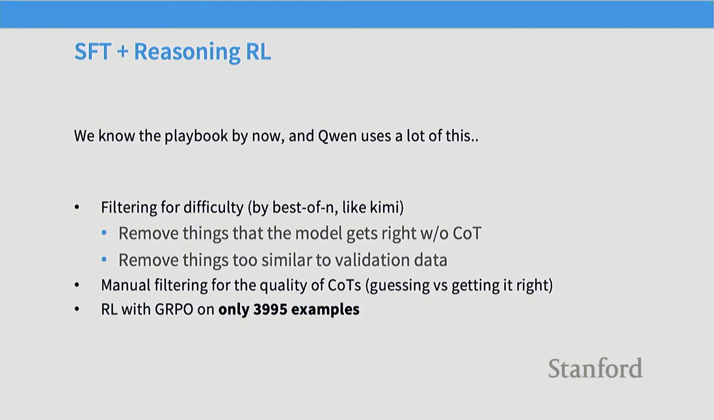The one thing that I think is really interesting empirically about the Qwen 3 RL results is that they are doing this RL on only 3,995 examples, which is a very small number of examples. And they get pretty good gains out of that RL process. So you can view RL on verified rewards as being very efficient.